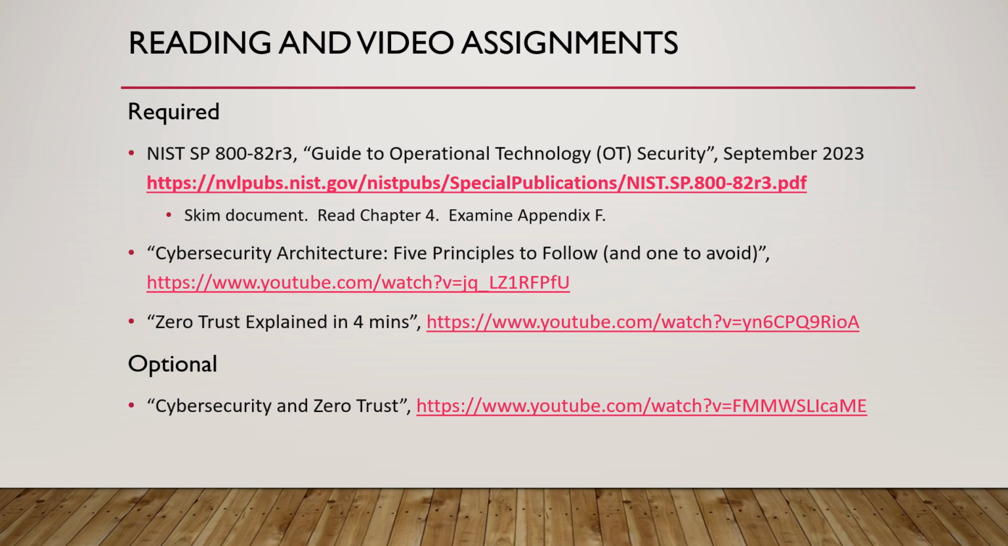There are also two required videos. The first covers 5 cybersecurity architecture principles to follow and 1 to not observe. The first of the principles is Defense in Depth. The second required video is a short explanation of zero trust. There's also one optional video that discusses zero trust.